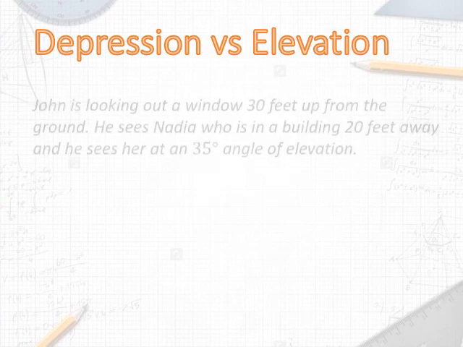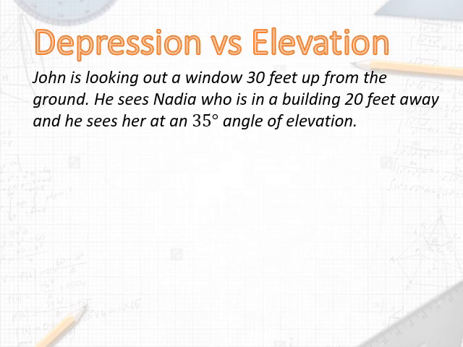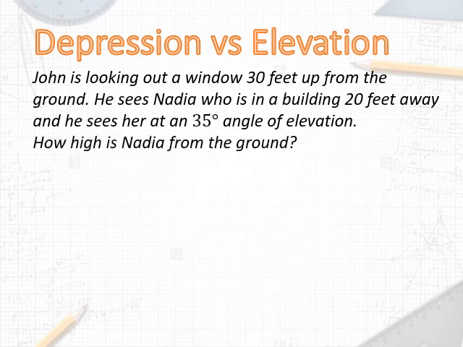Okay, so let's take a look at an example. John's looking out a window 30 feet up from the ground. He sees Nadia, who's in a building 20 feet away, and sees her at a 35-degree angle of elevation. How high is Nadia from the ground? Take a second, try and sketch the situation out. What does it look like? All right, let's see how you did.